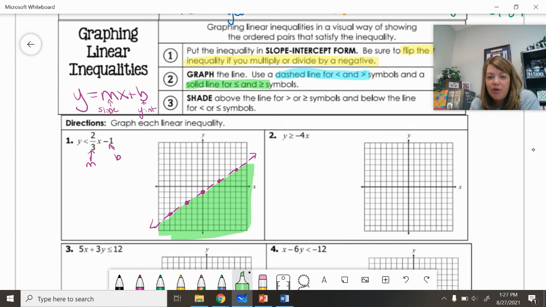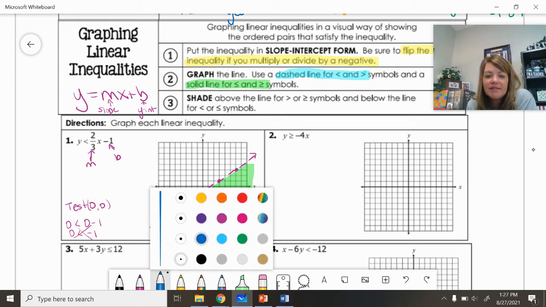Okay, you can do a test point if you want to, just to make sure you're right, but you don't have to. But like 0, 0, this is always a really easy test point. If I test 0, 0, this is going to say 0 is less than 0 minus 1. 0 is less than negative 1, and that is not true. That means you should not be shaded where 0, 0 is, and we are not. We are shaded on the other side, so that's great. We did this right. Okay, let's do another one.